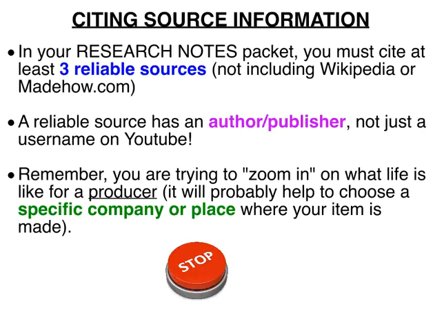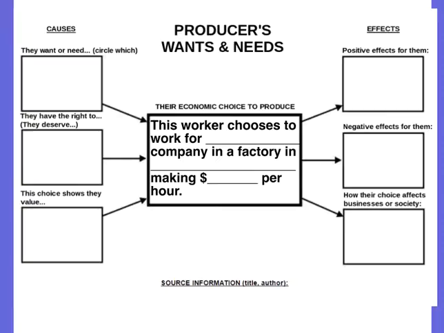So if you're ready to move on and you have a specific company or place in mind, we want to encourage you to fill in this chart using specific details. You need to have evidence to base your inferences on. And we really want you to put yourself in the shoes of a worker, imagining that you are a worker in a factory producing this product. In the center here, I'm writing: this worker chose to work for a blank company in a factory in blank. Here I'm going to fill in the place, the city of Shenzhen, China, making blank dollars per hour.